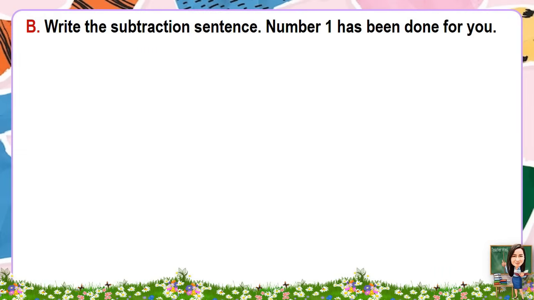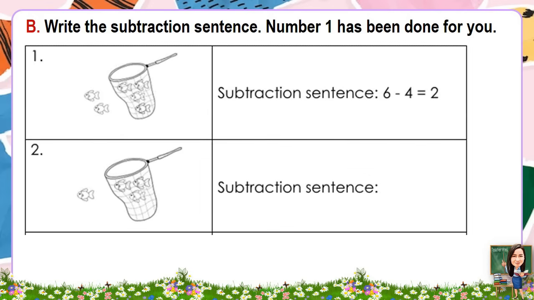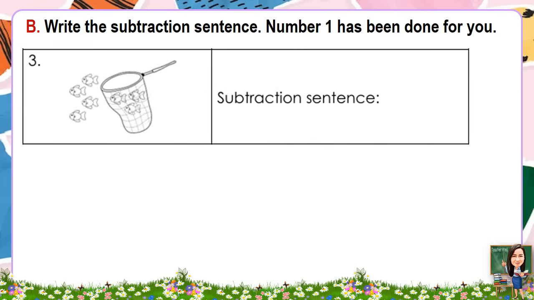For letter B, write the subtraction sentence. Number 1 has been done for you. The subtraction sentence for number 1 is 6 minus 4 equals 2. What is the subtraction sentence for number 2? Correct! The subtraction sentence is 4 minus 3 equals 1. What is the subtraction sentence for number 3? The subtraction sentence is 7 minus 3 equals 4.